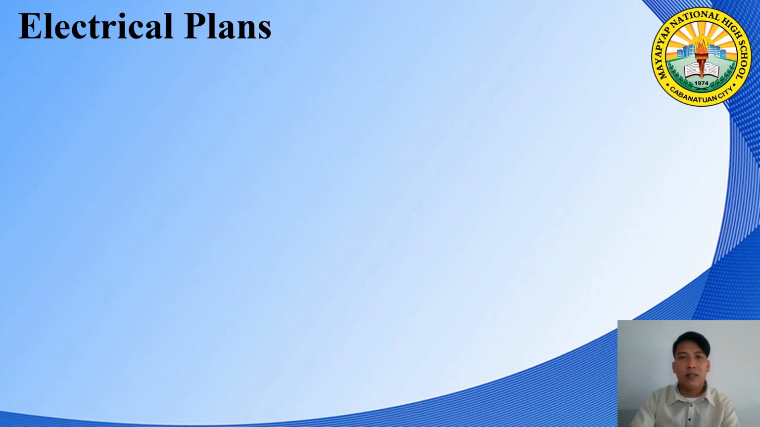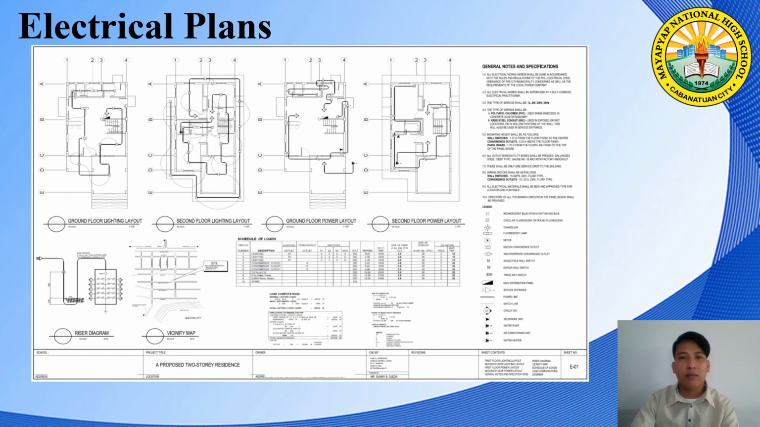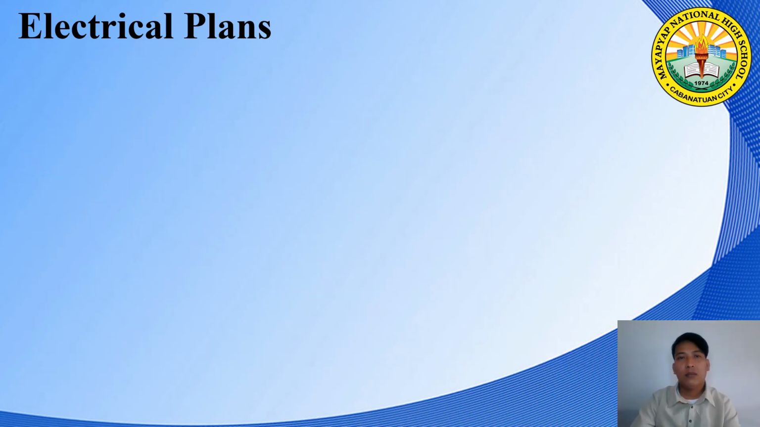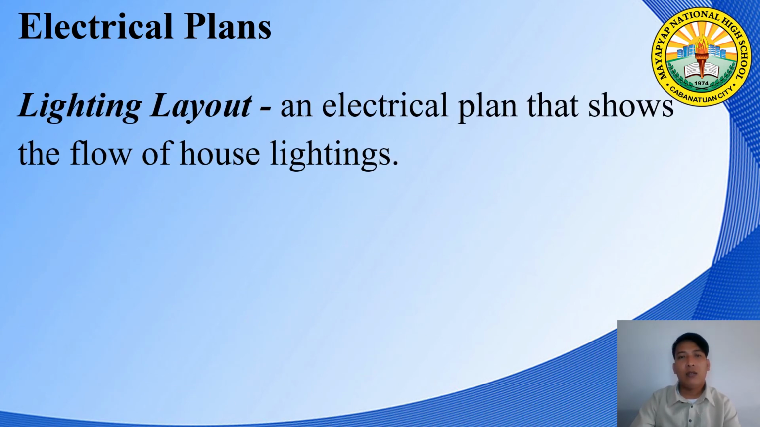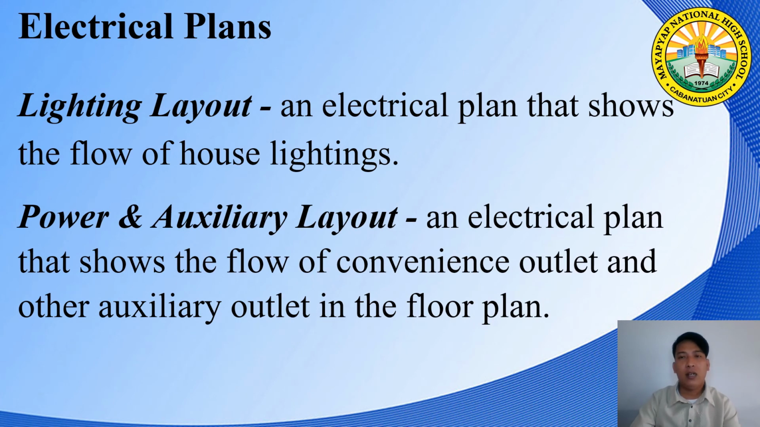And the last is the electrical plan. Here is an example of an electrical plan. An electrical plan is composed of lighting layout and power and auxiliary layout. Lighting layout, an electrical plan that shows the flow of house lightings. And power and auxiliary layout, an electrical plan that shows the flow of convenience outlets and other auxiliary outlets in the floor plan.